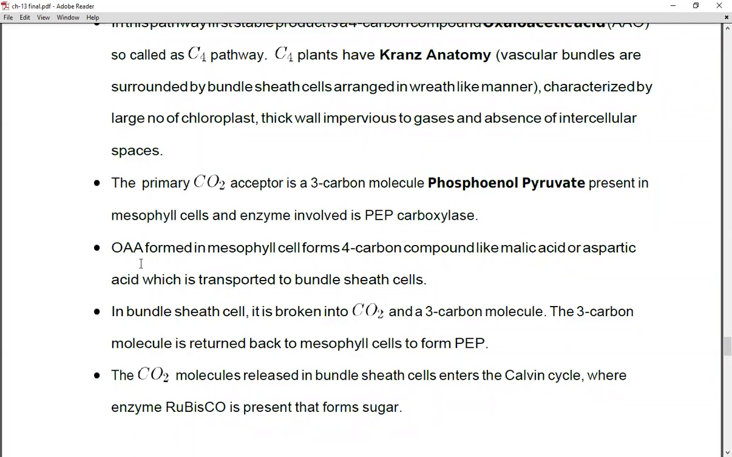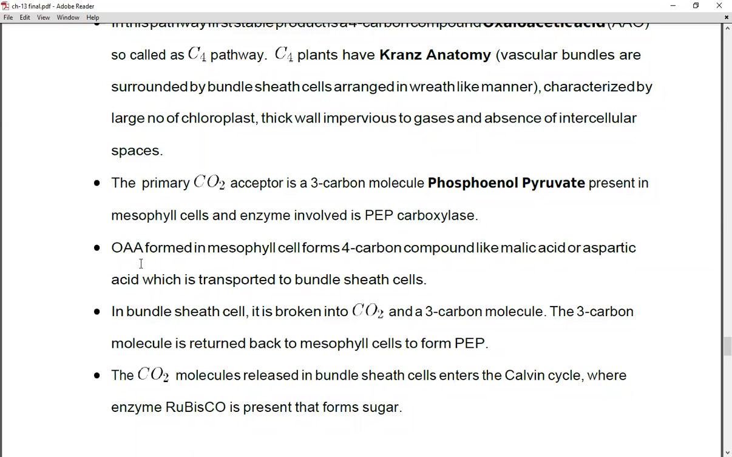Now, what happens in the bundle sheath cells? In the bundle sheath cells, this oxaloacetic acid is broken down into carbon dioxide and a 3-carbon molecule. So from that 4-carbon molecule, 1 carbon dioxide is released and a 3-carbon molecule is formed.